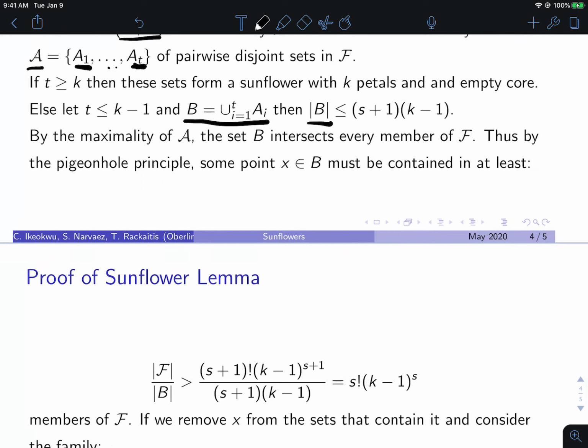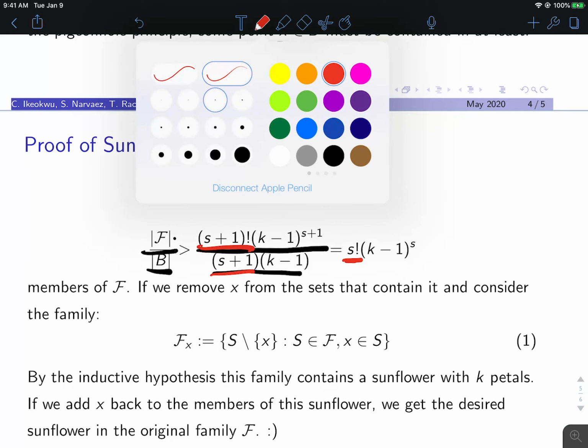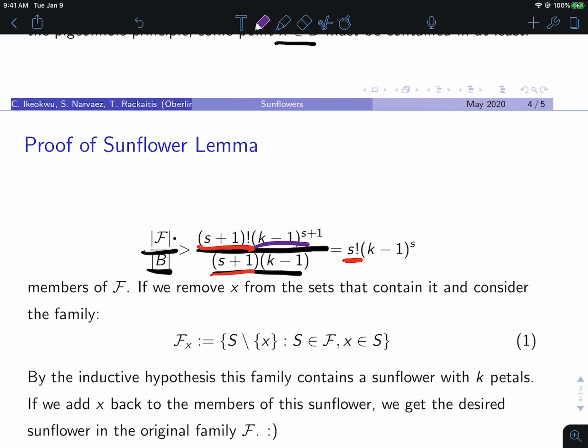Thus, by the pigeonhole principle, there must be some point X in B that is contained in at least the size of F over the size of B of these sets. The size of F is S plus 1 factorial times (K minus 1) to the S plus 1, by our assumption on F, and B is at most S plus 1 times K minus 1, which we showed earlier. When the S plus 1 factorial cancels, we get S factorial again, and the K minus 1 cancels in the exponent, leaving the S.